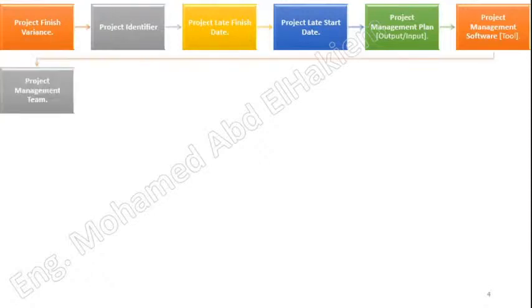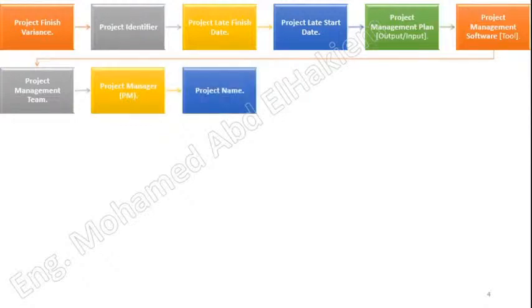Project management team. The members of the project team who are directly involved in project management activities. On some smaller projects, the project management team may include virtually all of the project team members. Project manager, PM. The person assigned by the performing organization to achieve the project objectives. Project name. A short phrase or label for each project, used in conjunction with the project identifier to differentiate a particular project from other projects in a program.